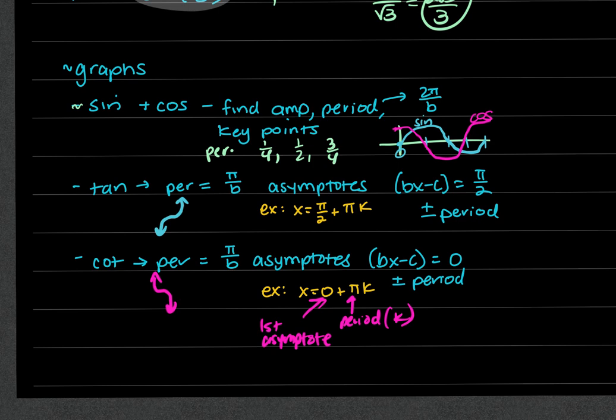So I would put the period in for pi. On the parent function of tangent and cotangent, the period is pi. If there's a different b, it's pi over b. So this would technically be your first asymptote, which is 0 on the parent function, but it could be different. And this is the period, which on your parent function is pi, but on everything else would be pi over b.